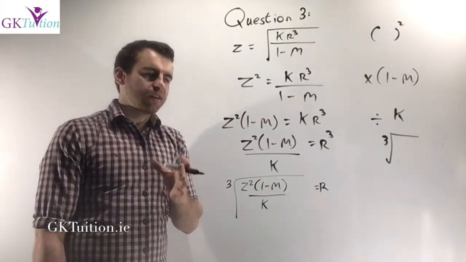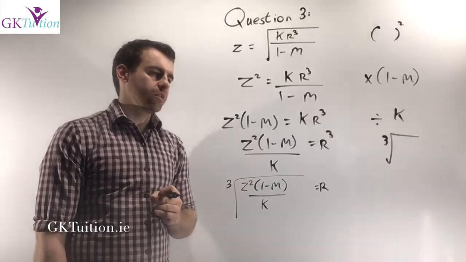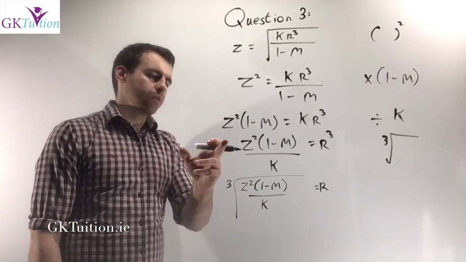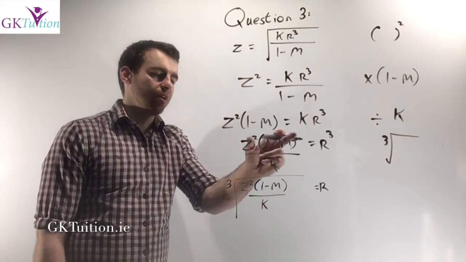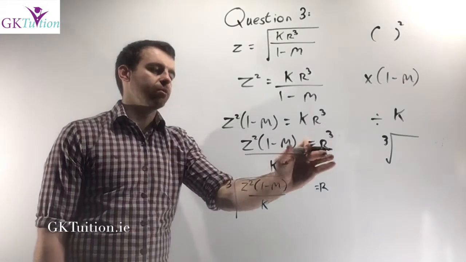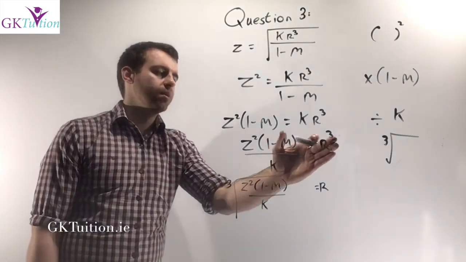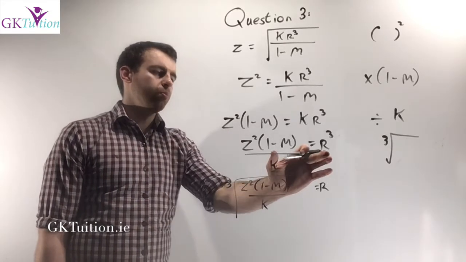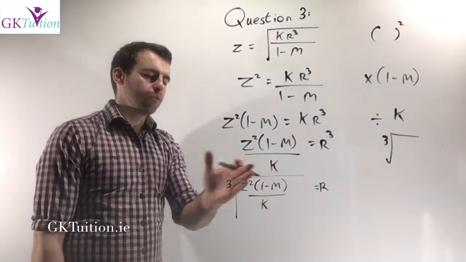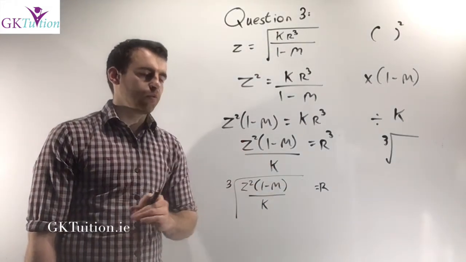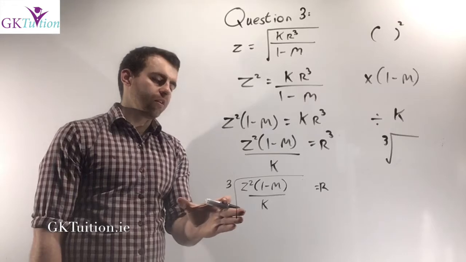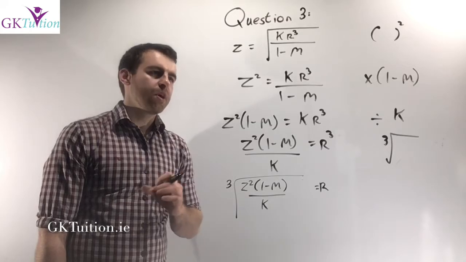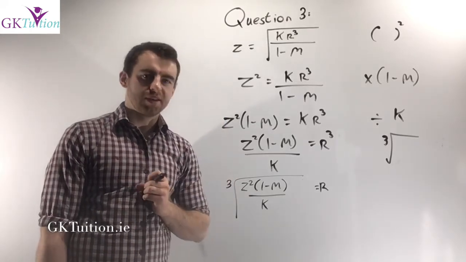I then decided to isolate my r on the right hand side of the equation. So I have to divide both sides by k in order to get r cubed on its own. So I have z squared times 1 minus m divided by k is equal to r cubed. And then in order to eliminate the cubed on the right hand side, I got the cubic root of both sides. The cubic root of r cubed is just r. The cubic root of the left hand side, I just write it as a cubic root. So ultimately your answer here is that r is equal to the cubic root of z squared times 1 minus m over k. So I've manipulated it round so r is the subject of the equation.